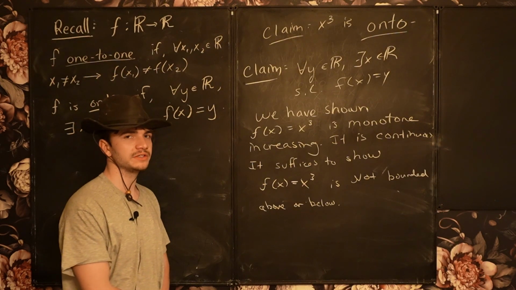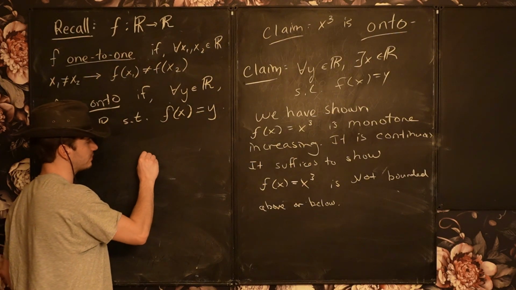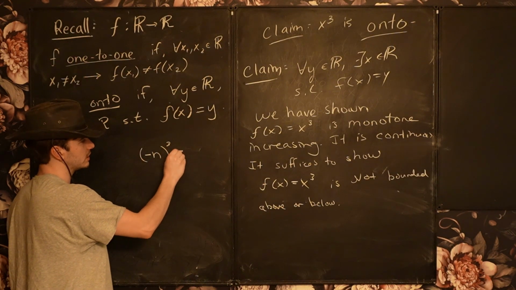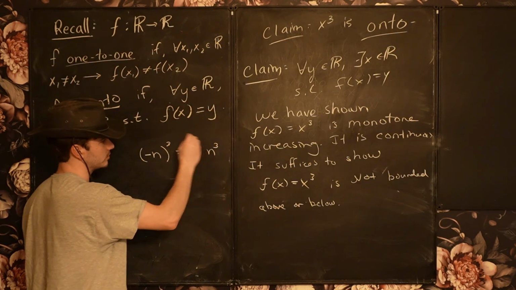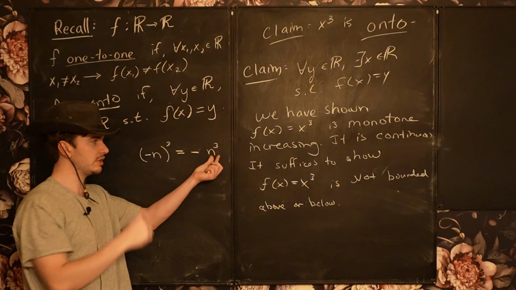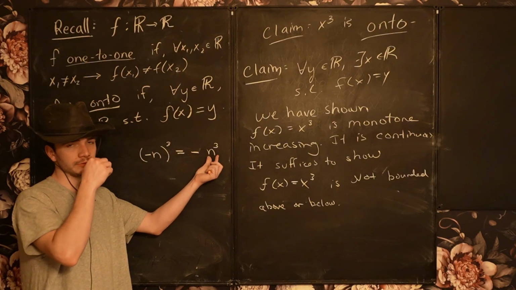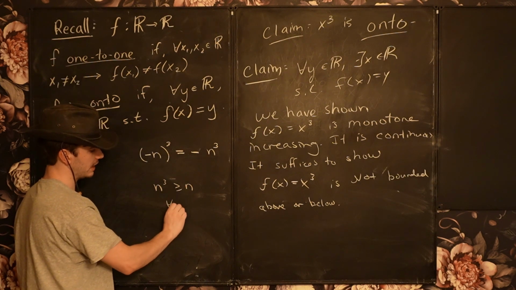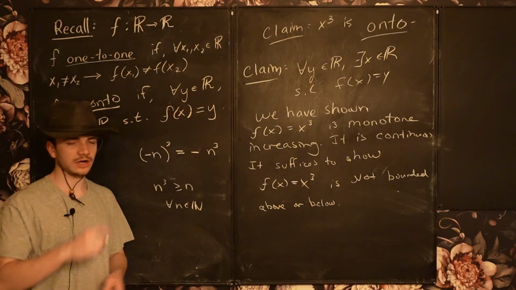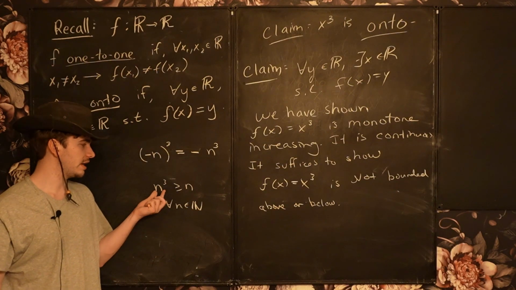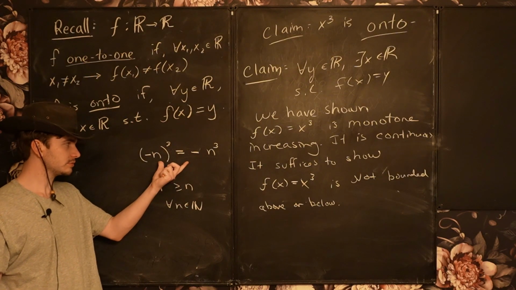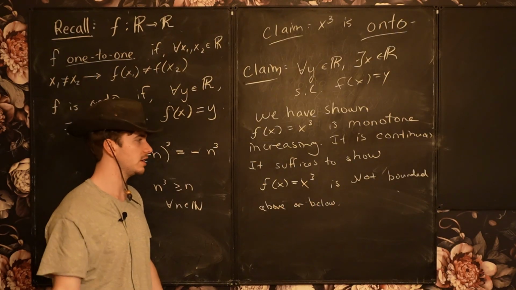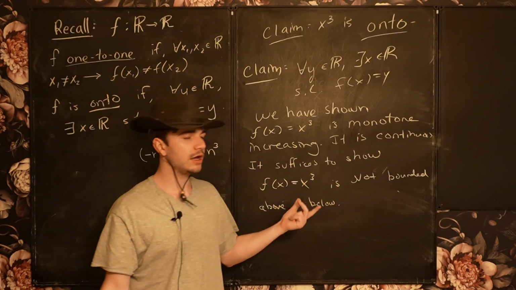Well, we know this is true because a negative number, say negative n, where n is a natural number, has negative n cubed equal to negative of positive n cubed, right? And so we know that n cubed is arbitrarily large. n cubed is certainly not bounded because n cubed is greater than or equal to n for all n in the natural numbers. The natural numbers are not bounded by the Archimedean principle, so n cubed is certainly not bounded. Therefore, negative n cubed is not bounded below, and positive n cubed is not bounded above.